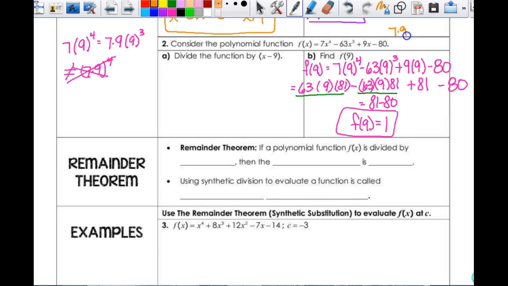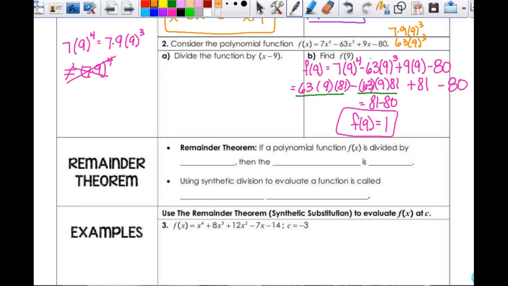7 times 9 times 9 cubed. You agree with that? And do you see how that's 63 times 9 cubed? And that still would be positive and negative. They'd cancel out without me actually multiplying anything. You with me on that? That works too. I didn't have to multiply anything out.